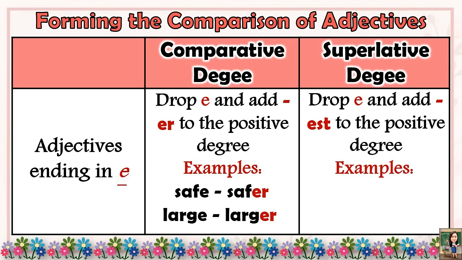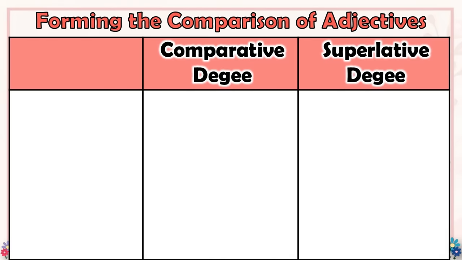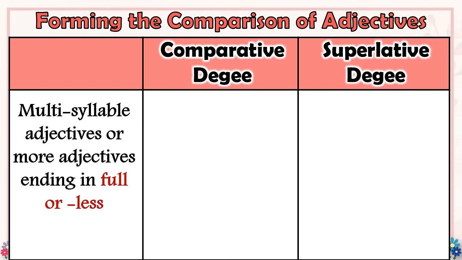For examples, safe, drop the E, then add EST. So safe becomes safest. Large, drop the E of the last letter of large, then add EST, so large becomes largest. Another rule to follow is multisyllable adjectives or more adjectives ending in full or less.